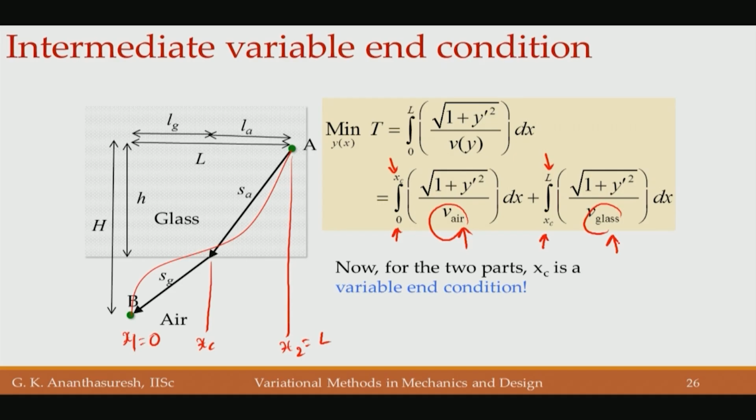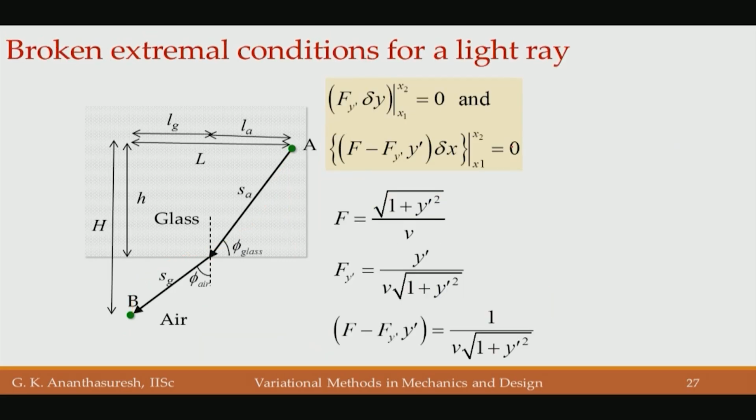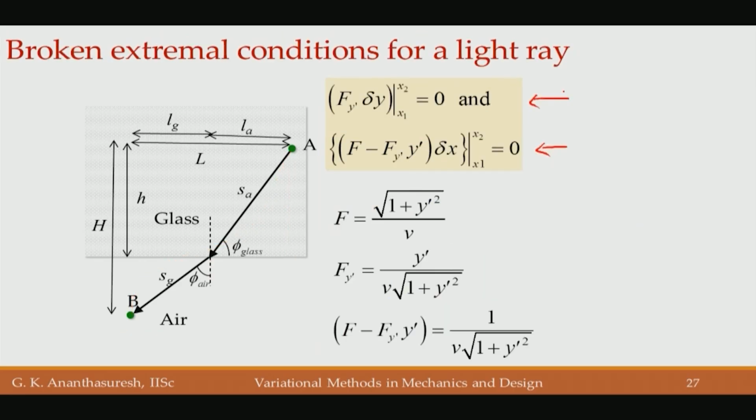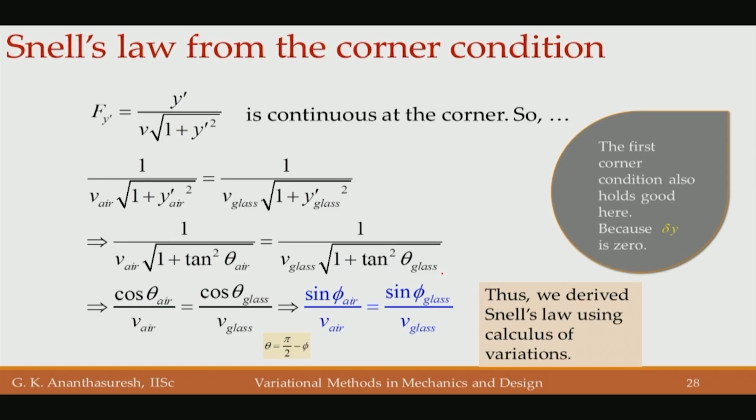The speed is different. Now, we have to minimize this sum of two functionals. That is a variable end condition, this xc. There we know what is continuous, which is the corner condition, these two, right. So, here f is square root of 1 plus y prime square by v, that is what we had in our problem, the integrand that depends on y and y prime, and f y prime is given by this and f minus f y prime times y prime is given by this. These two should be the same.